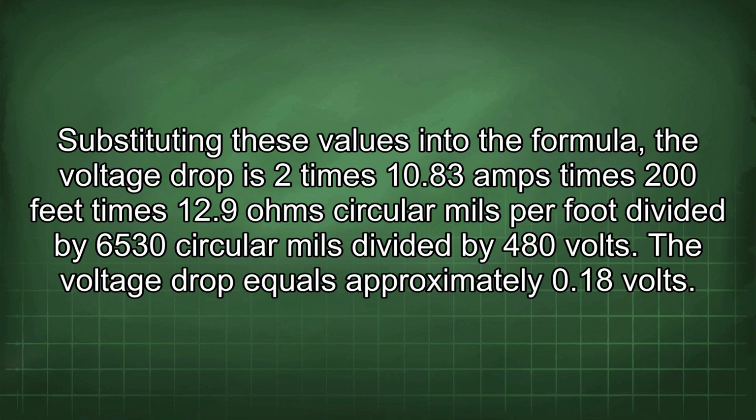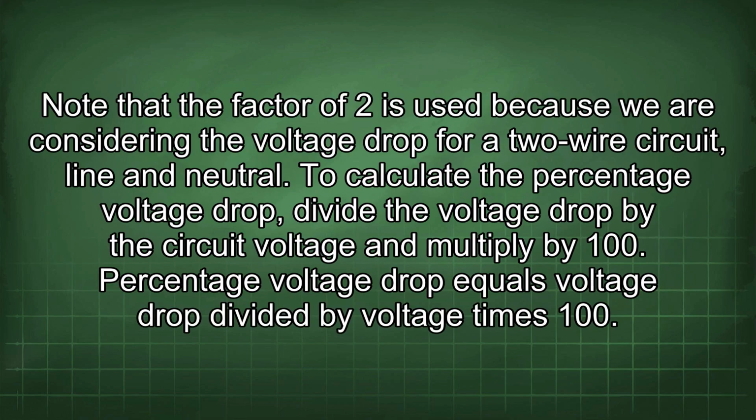The voltage drop equals approximately 0.18 volts. Note that the factor of 2 is used because we are considering the voltage drop for a 2-wire circuit, line and neutral. To calculate the percentage voltage drop, divide the voltage drop by the circuit voltage and multiply by 100. Percentage voltage drop equals voltage drop divided by voltage times 100.